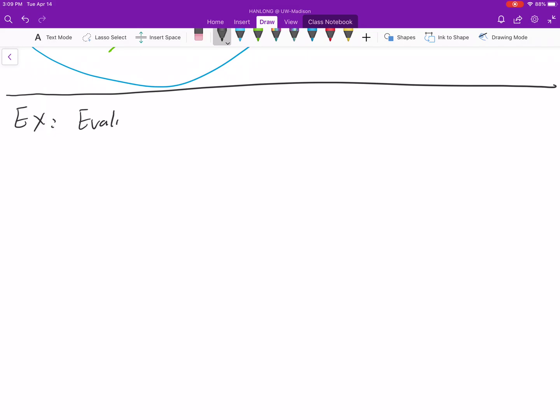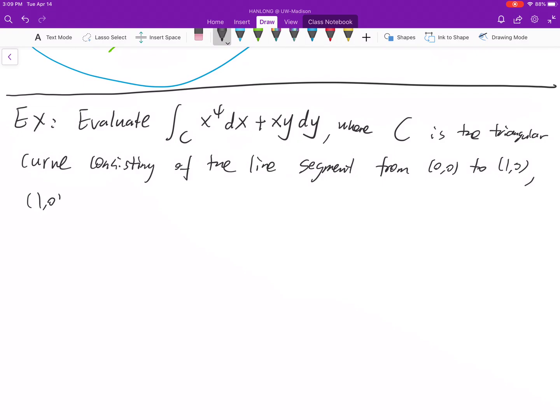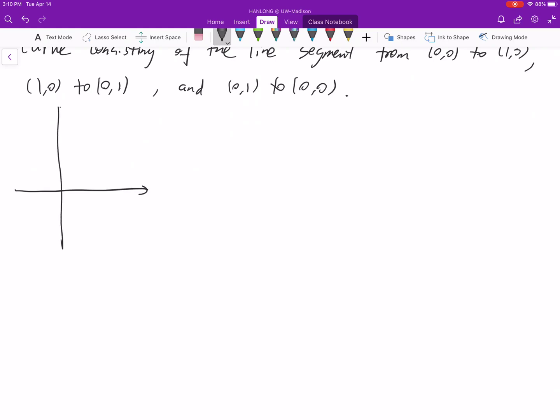So evaluate. Recall Green's theorem just gives you an alternative way to calculate the line integral, but sometimes you can just compute it directly without using Green's theorem. The curve consists of the line segments from 0, 0 to 1, 0, 1, 0 to 0, 1, and 0, 1 to 0, 0. Okay, so you have this situation.